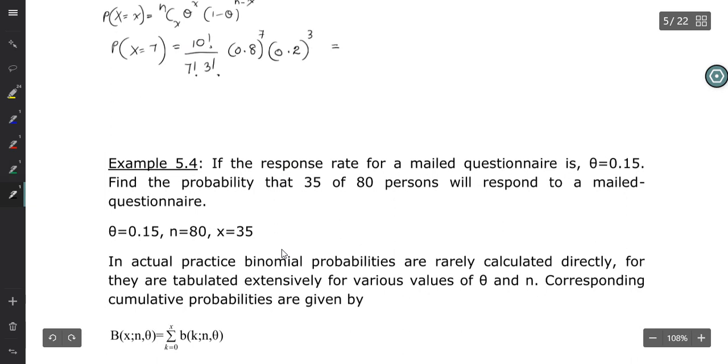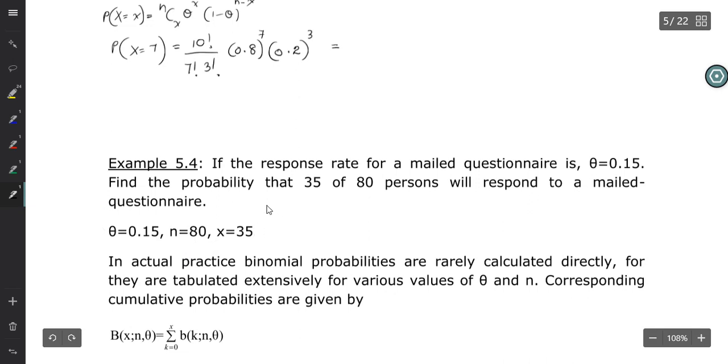But look at this one. If the response rate for a mailed questionnaire is 15%, find the probability that 35 of 80 persons will respond to a mailed questionnaire. Now in this case, x is 35, which means you have to do the calculation with n 80 and theta 0.15 with x 35.